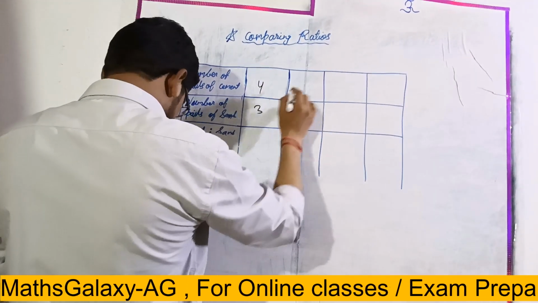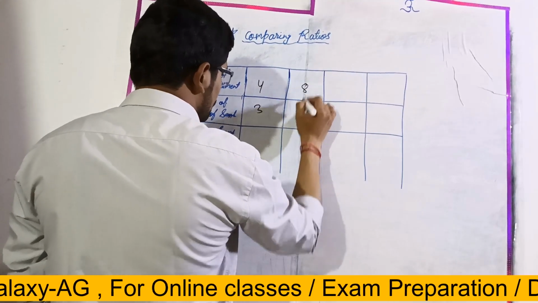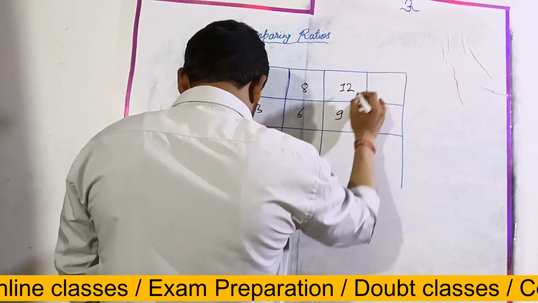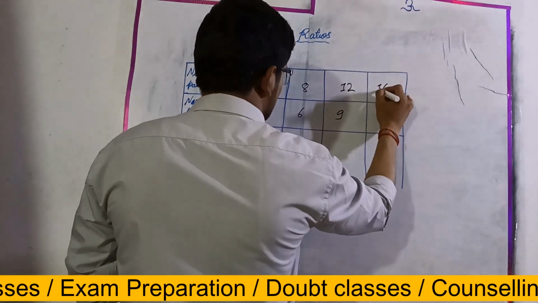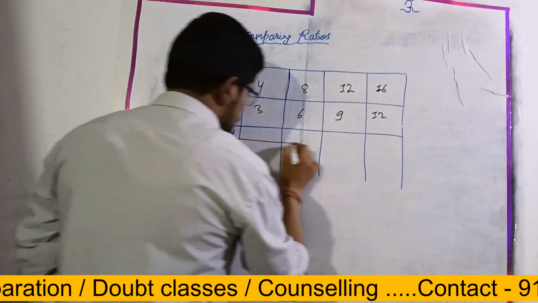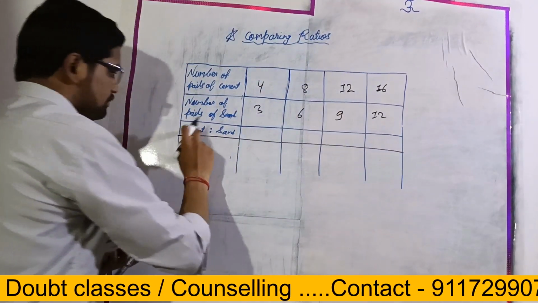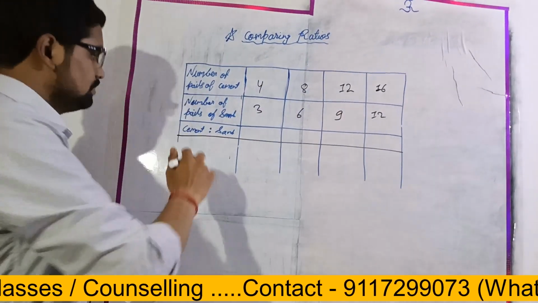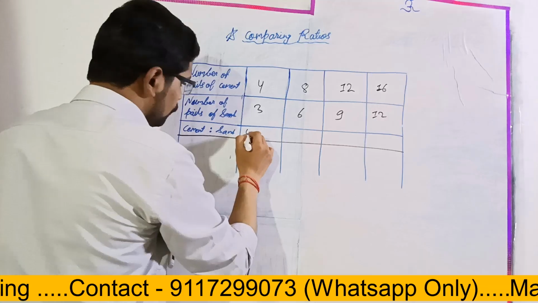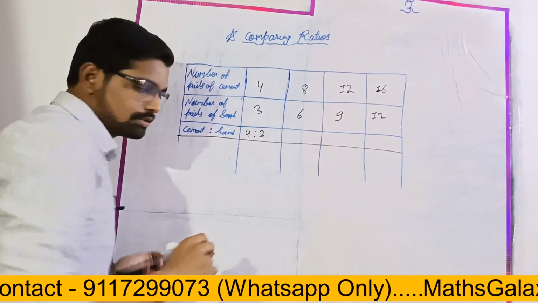The values are 4, 3, 8, 6, 12, 9, 16 and 12. Cement is to sand. First we will take the value of cement, that is 4:3.